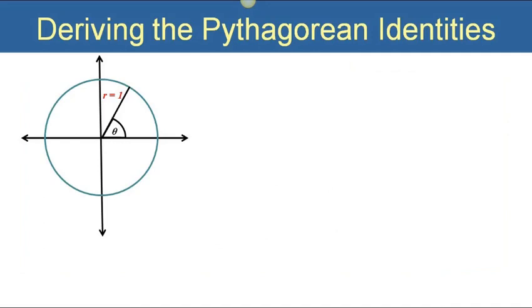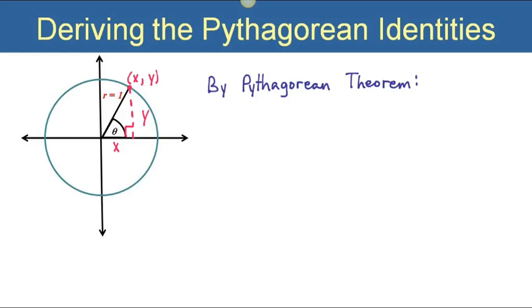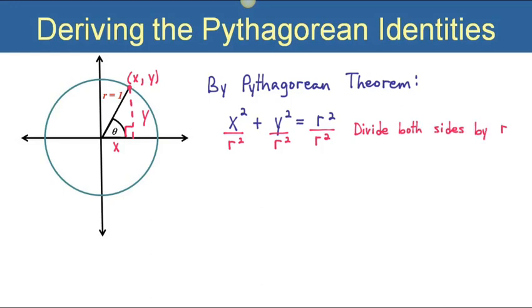So I'm starting off again with the same coordinate system and an angle theta here. And we'll call that point x comma y. And now, by the Pythagorean theorem, we can say that x squared plus y squared equals r squared. And now we'll go through and divide both sides of our equation by r squared. So we now can take x squared over r squared and write it as x over r, squared, and we'll simplify r squared over r squared to 1.